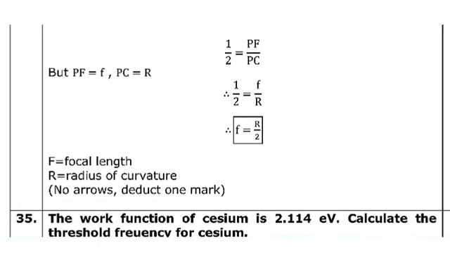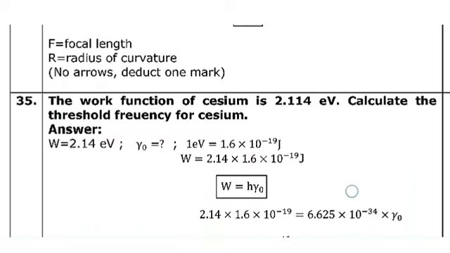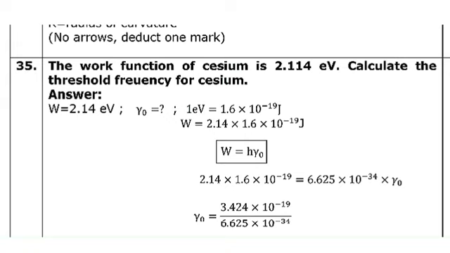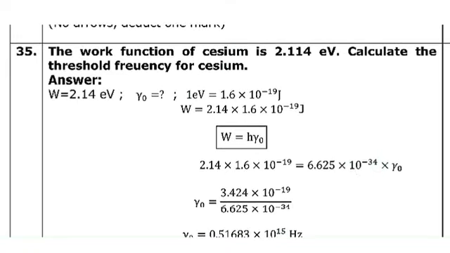Okay. Next, question number 35. The work function of cesium is 2.14 electron volt. Calculate the threshold frequency for cesium. First, what we have to do? We have to write the given values. We have the work function value as 2.14 electron volt. Then we have to find the threshold frequency.